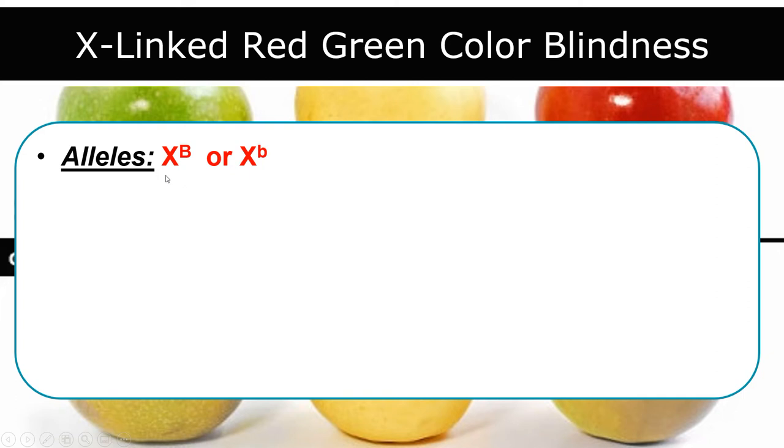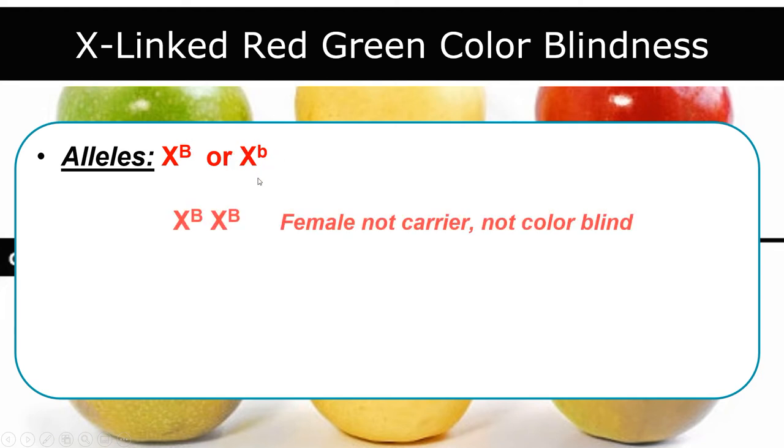So in this case, the alleles are specific too. They're not just big B or little b. You have to indicate that they are on the X chromosome so that you're demonstrating that you understand this is an X-linked disease. So the alleles we'll use are X superscript big B, or X superscript little b. So the big B is a dominant allele. That means that you're healthy. So in this case, we have a female non-carrier who is not colorblind.